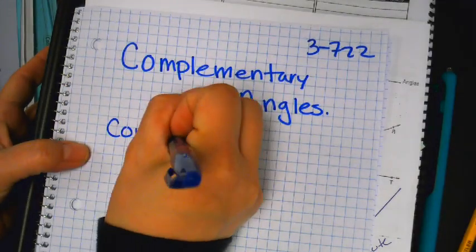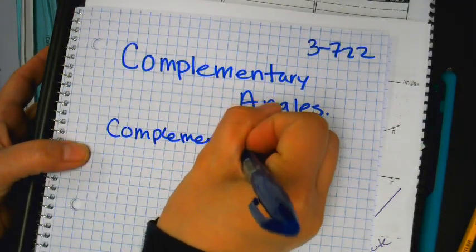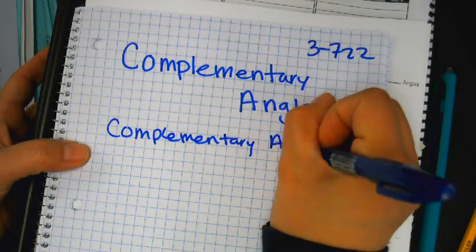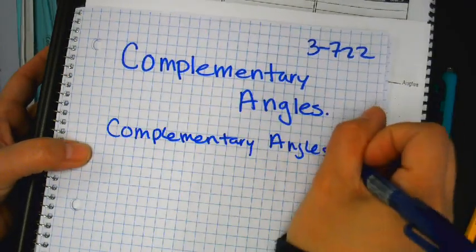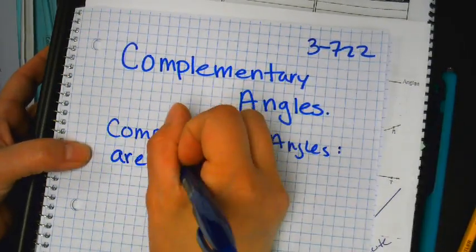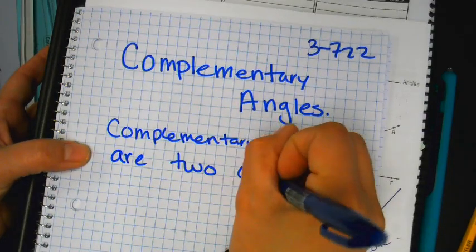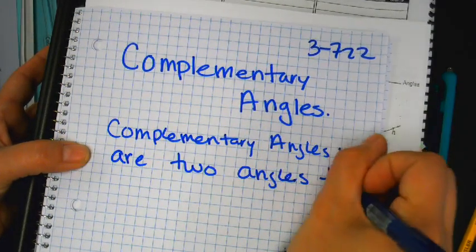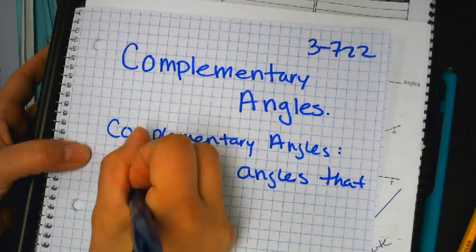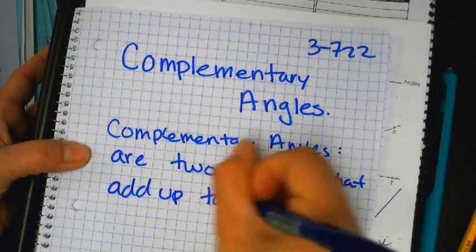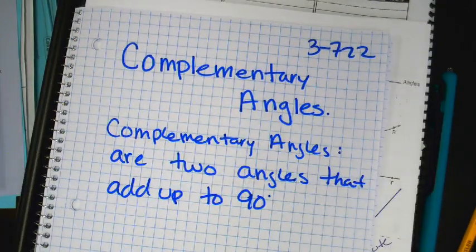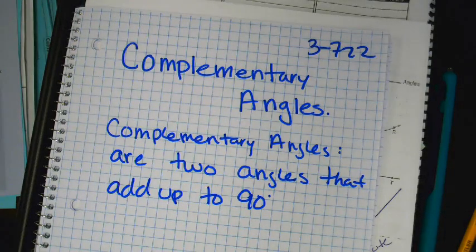I will. Give me a second. Let me write this down first, okay? Complementary angles are two angles that add up to 90 degrees. All right, so let's write that down, then I'll explain it. And then I'll switch over to the back screen as well.